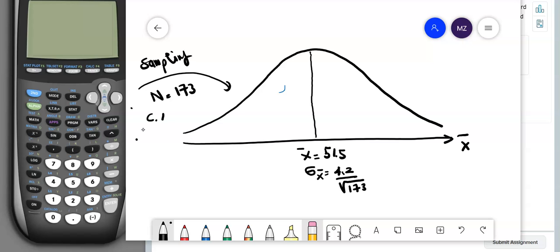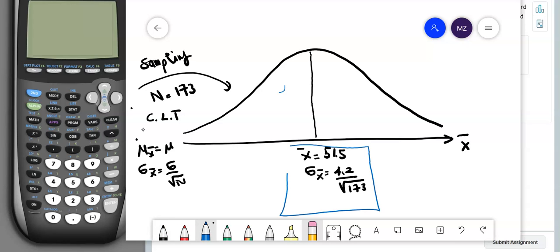This is the central limit theorem. If you forgot it, mu X bar is equal to the mean, and sigma X bar equals sigma divided by the radical N. That's what I just did. So this is my environment, and this is what I need to feed the calculator. I want to tell the calculator that I'm working in these conditions.